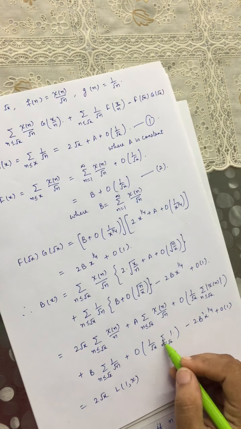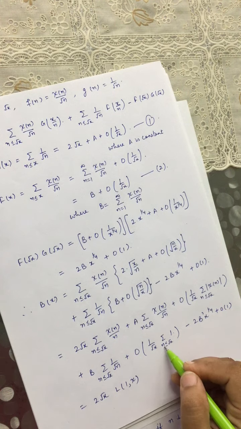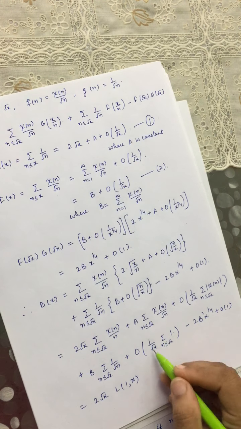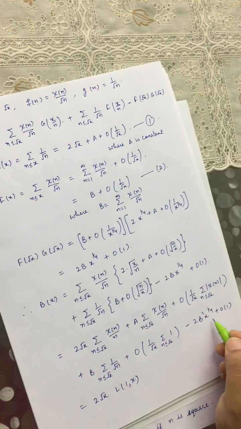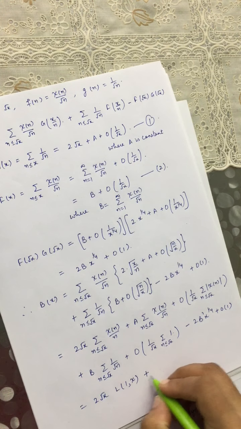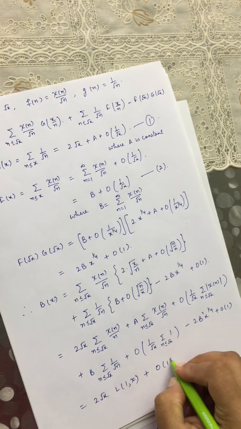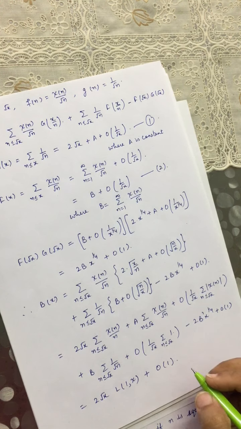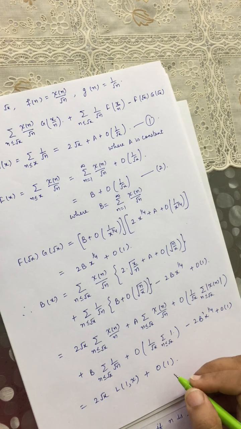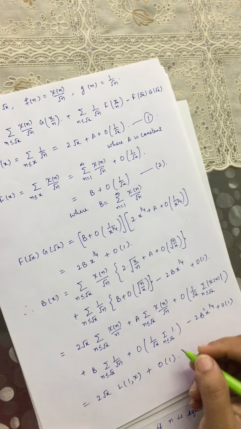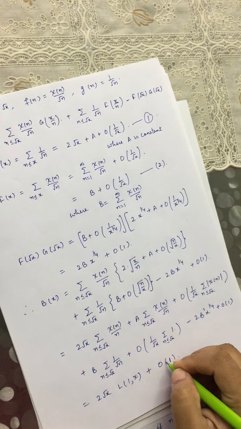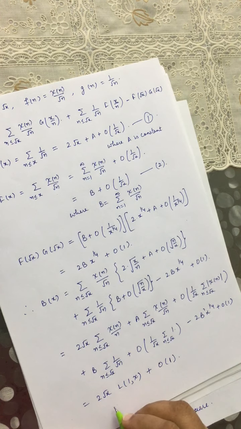Then again, this is the summation of 1 over the number of terms which are less than or equal to root x, so this term becomes order of 1. Similarly, this term becomes order of x raised to 1 by 4, and the last term is order of 1. So all the terms can be included in order of 1. So this completes the proof of the second part, and the first and second parts both conclude that L1 of chi is non-zero for a real valued non-principal character chi modulo k.